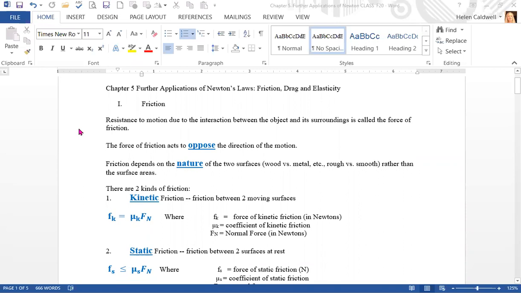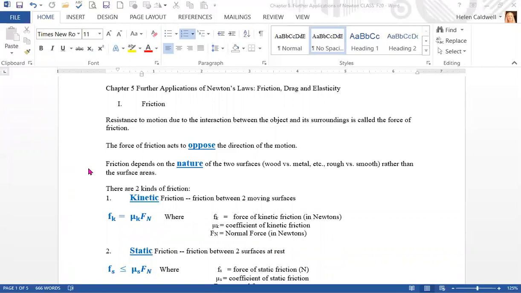Friction, as we said in the previous chapter, acts to resist the motion. It will be along the surface that the object is moving on. So it's always parallel to the surface, and it always points in the opposite direction from the motion. So friction opposes the motion. It depends on the nature of the two surfaces. So if you have wood versus metal, or a rough surface on a smooth surface, that sort of thing. These will all make a difference.